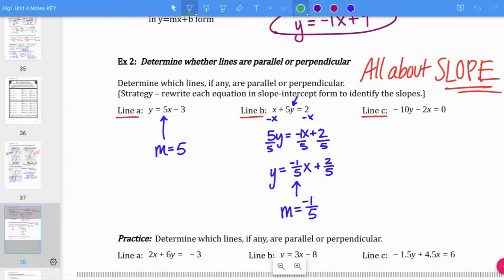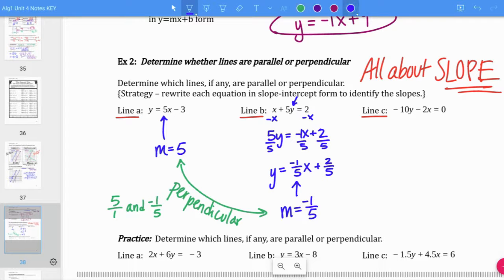And now I can compare the slopes of these two lines. They're not the same, so they're not parallel lines. And then I'm going to check and see if they're opposite and reciprocal, which these are. So these two lines are perpendicular to each other. Because 5 over 1 and negative 1 over 5 are opposite reciprocals.